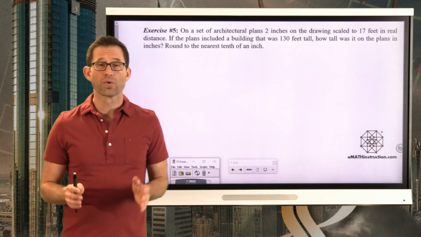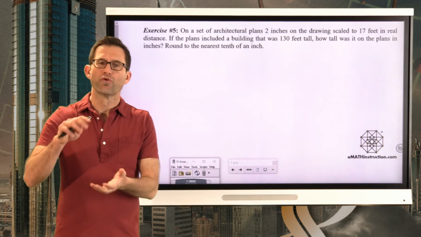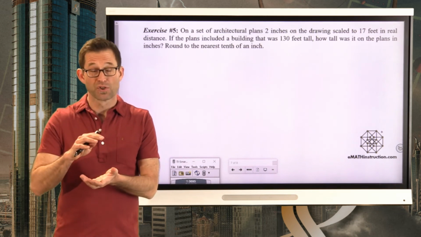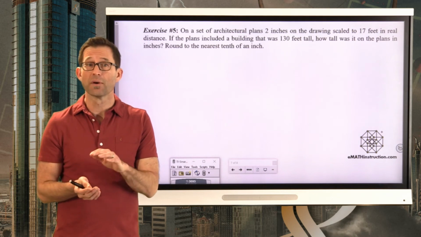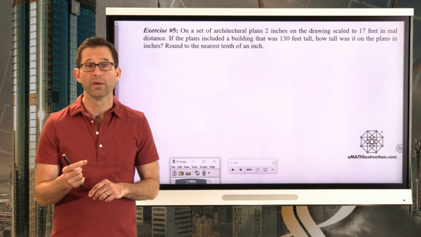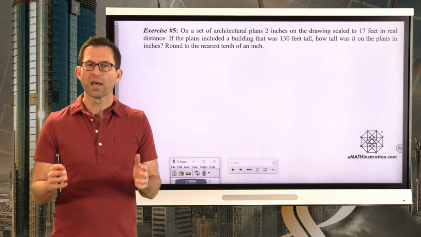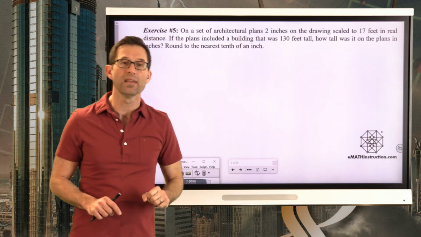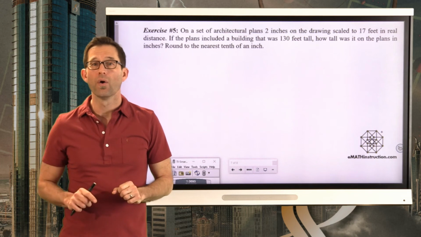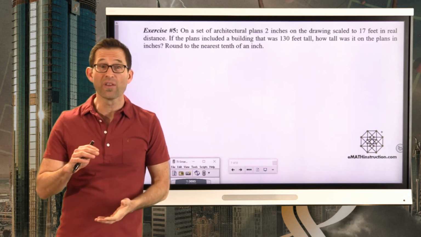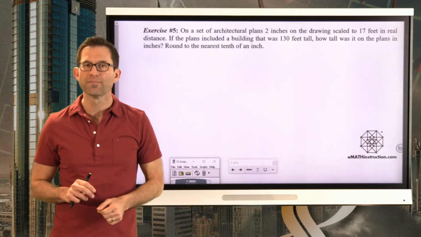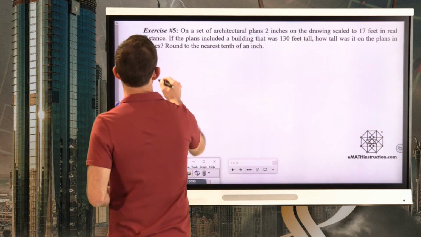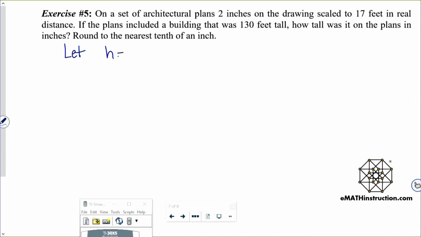All right, so architectural plans or maps, where we've drawn something that's much smaller than it is in real life, or even something much bigger than it is in real life, like a bacterium that's really, really tiny, they always have some kind of a scale. And in this case, what we know is that 2 inches scales to 17 feet. But we want to know now, if we've got a building that's 130 feet tall, how big should it be on the plans? Well, let me let h be the plan height. How high is it on the plan?